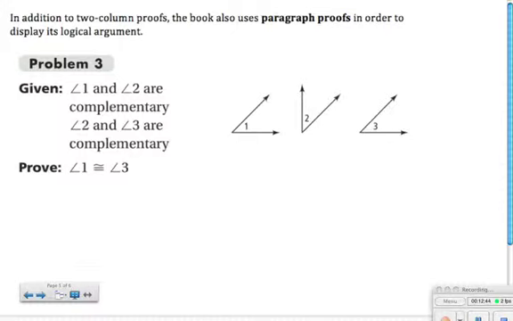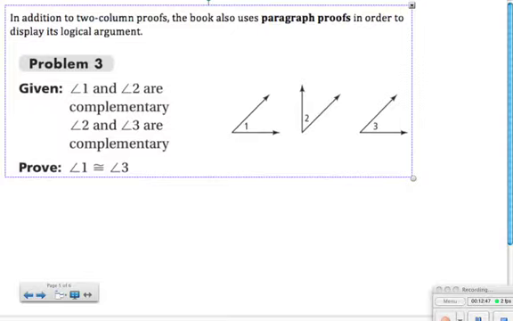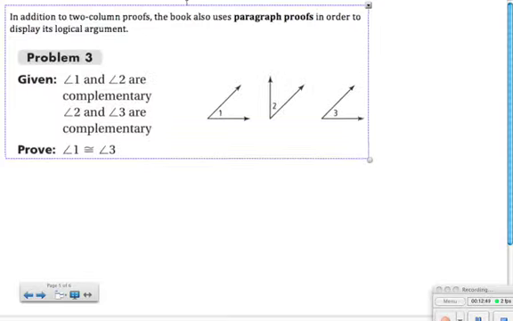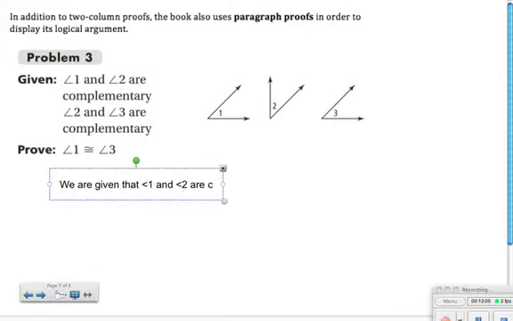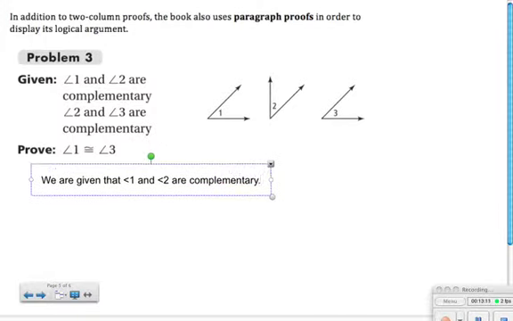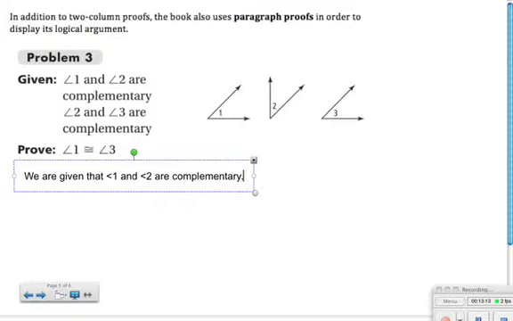Since this is a paragraph proof, and my handwriting very frequently leaves much to be desired, I'm going to type this, also for the purposes of space. In a paragraph proof, just like in a 2-column proof, you start with your given. So let's begin. We are given that angle 1 and angle 2 are complementary. We have to write it like a problem. It's going to be along the same lines as that 2-column proof. You're writing your statements, you're justifying every statement, you're just writing it out like a paragraph.